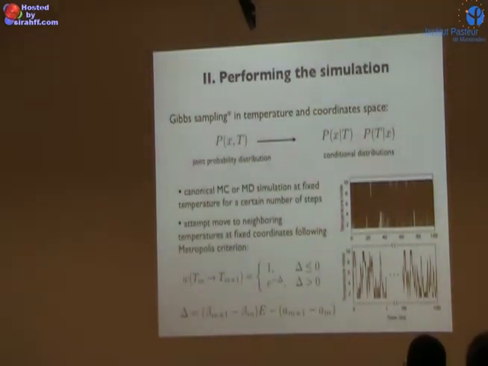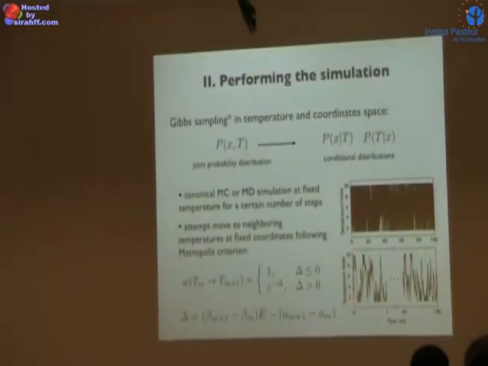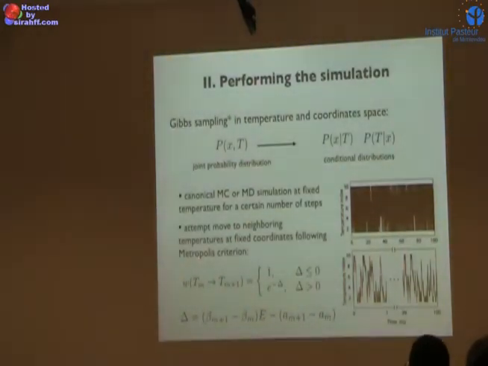The first step, you fix temperature, and then you perform a canonical sampling with molecular dynamics or Monte Carlo for a certain number of steps. And then you freeze your coordinates, and you try to evolve the temperature, for example in a Monte Carlo fashion. So you try to move to a neighbor temperature at fixed coordinates. And to do this, you follow the usual Metropolis criterion, and if you calculate it, you have a term related to the different temperature, and then you have this parameter. So here is the trick, because you have determined this parameter in such a way, you can see this, that you are able to diffuse in the temperature easily. So this is basically what you have to do.